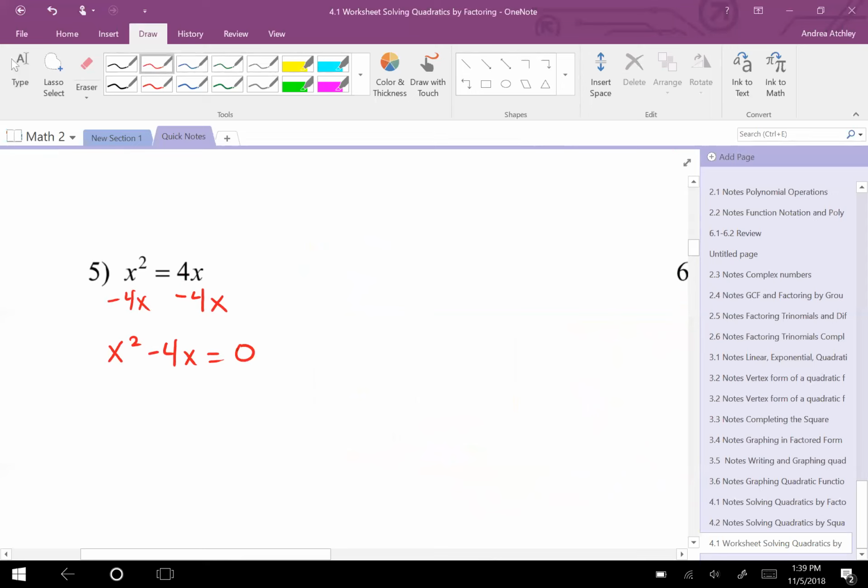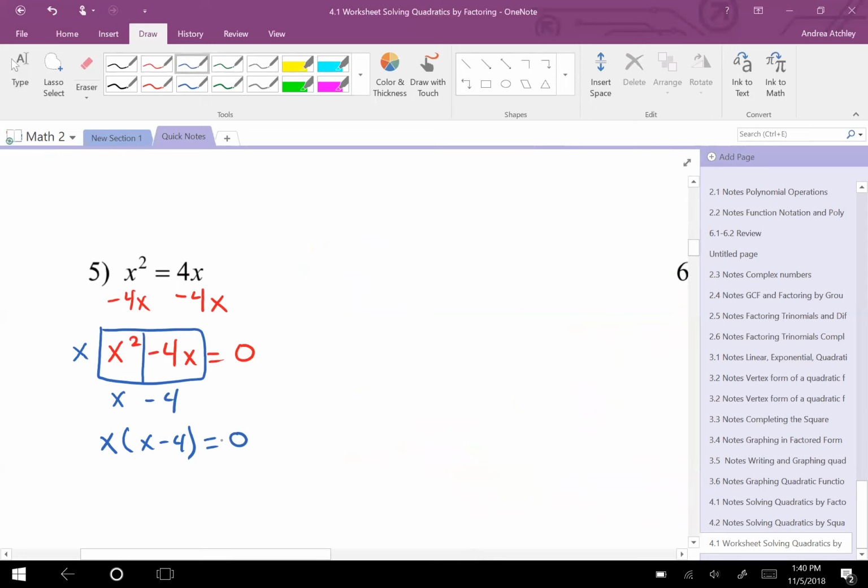Now, this one I want to factor out the GCF. So I need to factor out the x because they can both be divided by x, and that will give me x minus 4 here. Okay. So I still have factors of x times x minus 4. And I'm done factoring. It can't be factored any further.